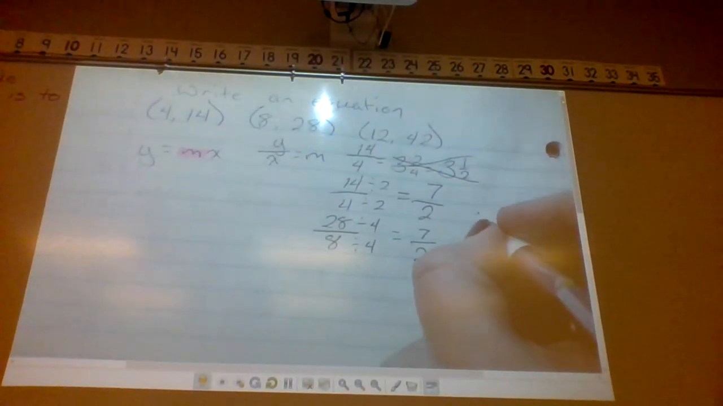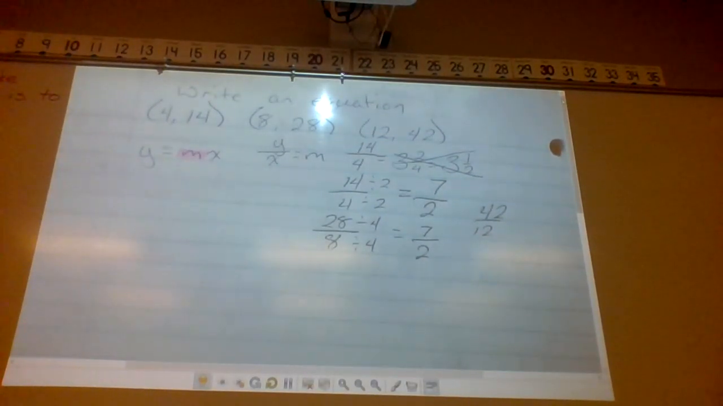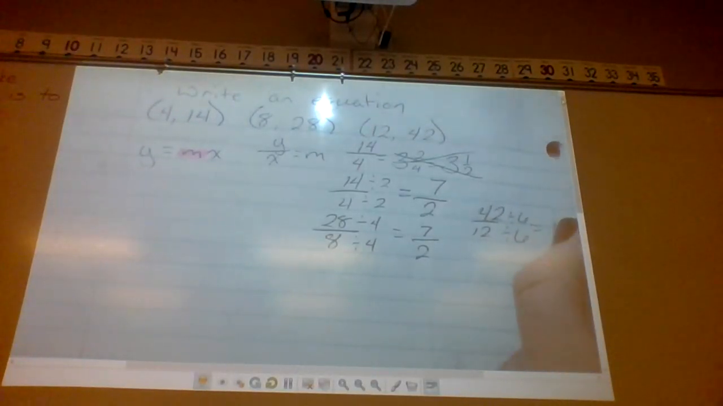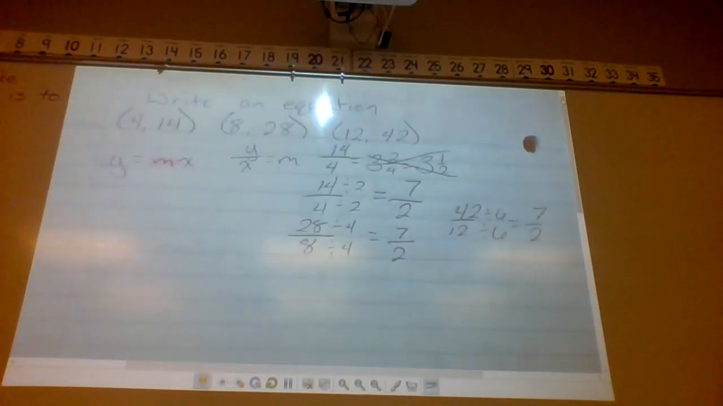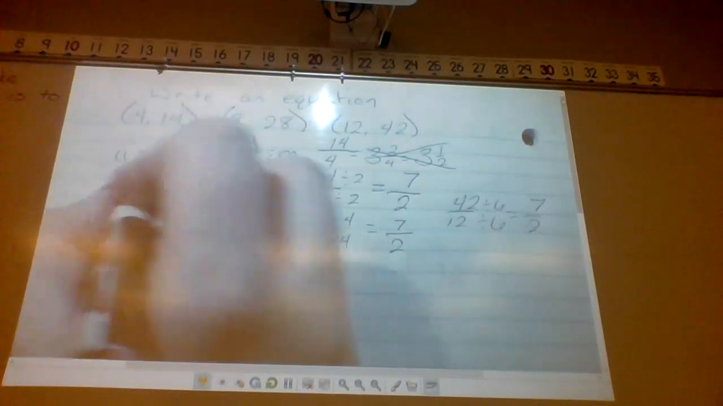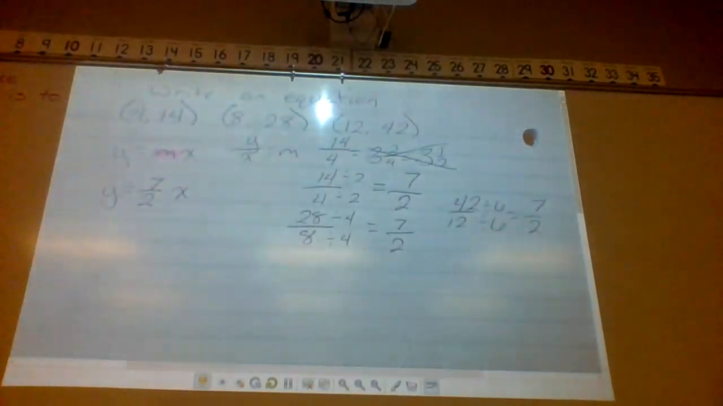42 over 12. What can go into both 42 and 12? 42 divided by 6? 12 divided by 6? Are all of these the same? So what is your slope or your constant rate of change or your direct variation? So to write an equation, you have y equals 7/2 x.